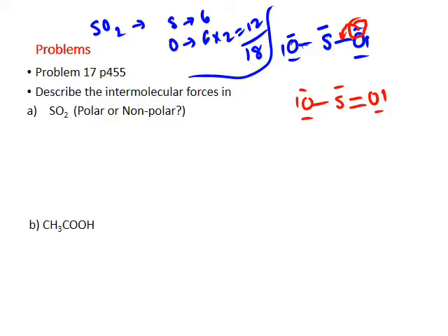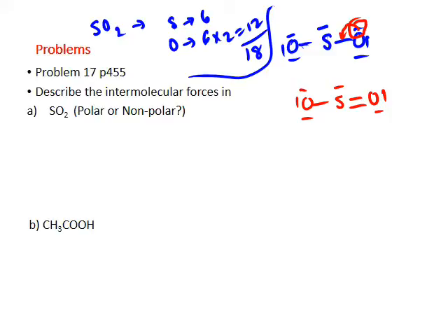Now we need to know the shape, because whether it's going to be a polar molecule or not would depend upon what kind of shape it has. If it's linear, the sulfur-oxygen interactions on both sides would completely balance and make it a non-polar molecule. So we don't know if this is linear or not. Let's first figure that out.